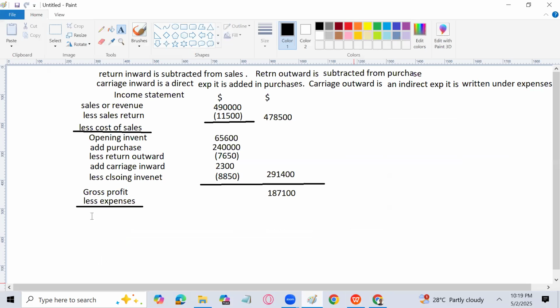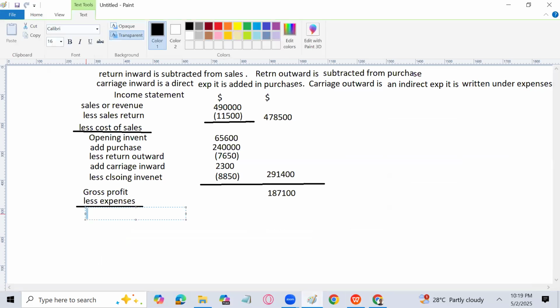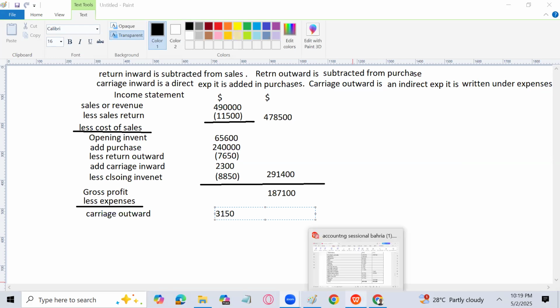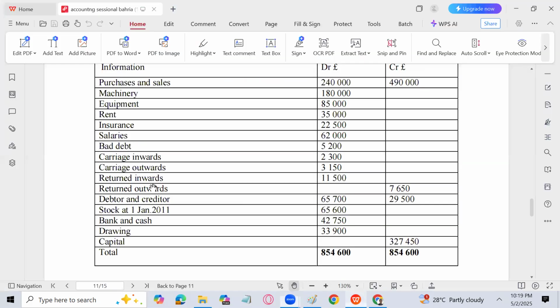So I will write here. First, I will write the expenses, carriage outward, and that is 3150. Now I can write all the expenses, whatever is there. Return outward is known as purchases return actually. So those goods which have been purchased but now are returned, that is not a part of purchases. So it has to be subtracted from purchases, because it is added in purchases but it has been returned. So we have to subtract that, क्योंकि वो असल में purchases नहीं है.